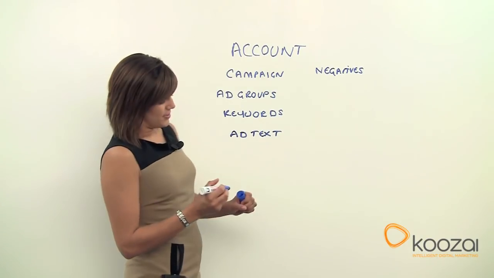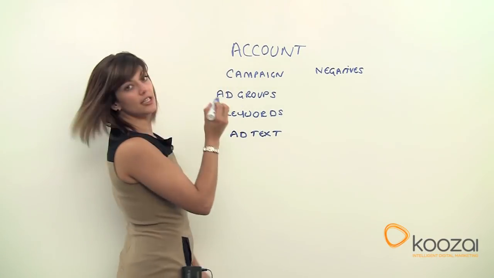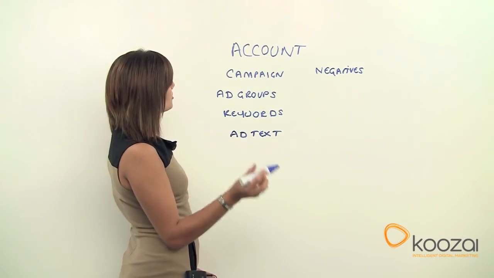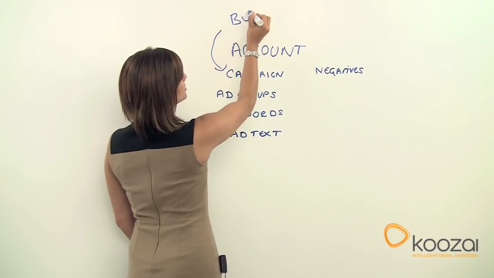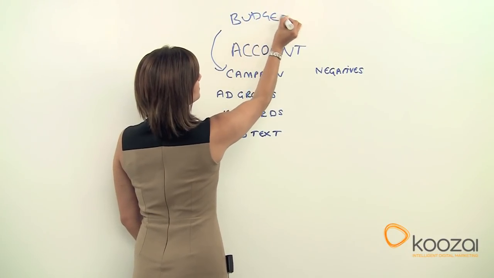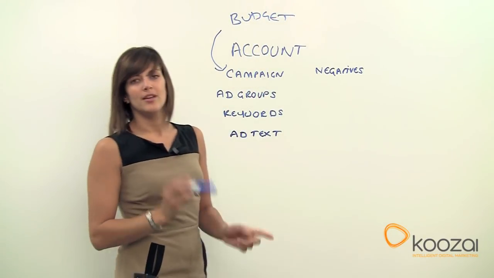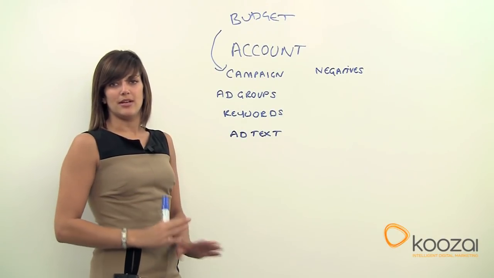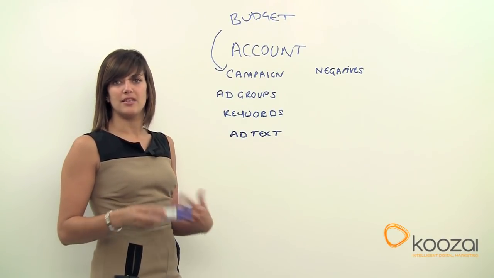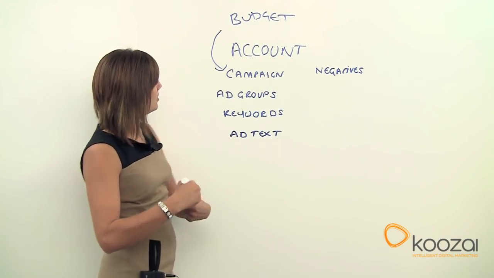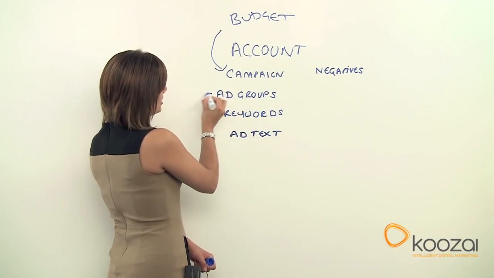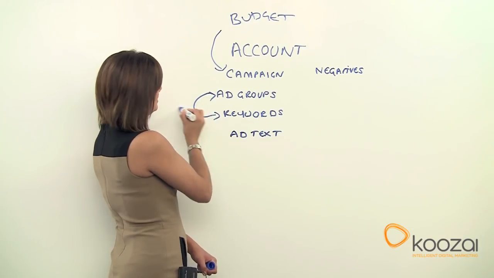So that's your negatives. The next thing you want to pay attention to when you're creating an account is the budget that you want to set. The budget is set at campaign level. That's a daily budget that you can allocate, and it should be something you can afford to pay on a daily basis. Following that, you then want to set your keyword or ad group bids.